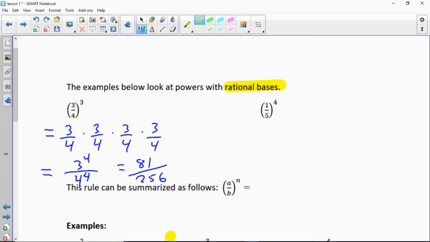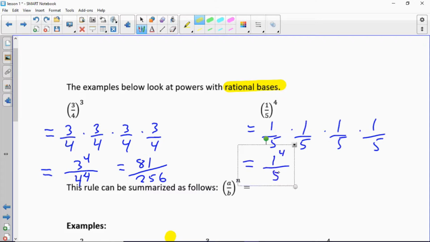Let's look at 1/5 to the power of 4. That would be a fifth times itself 4 times. Now 1 times 1 times 1 4 times would be 1 to the power of 4, and this is 5 to the power of 4. So we have 1 to the power of 4 divided by 5 to the power of 4. Now we never need to write 1 to the power of 4. 1 times itself 4 times is still 1. So we go 1 over 5 to the power of 4. Okay, I don't really care in this case what 5 to the power of 4 is.